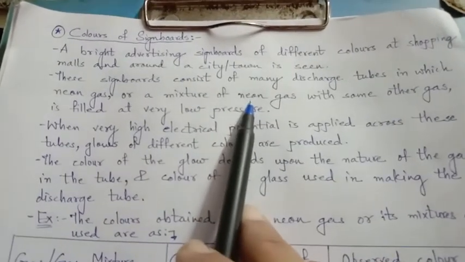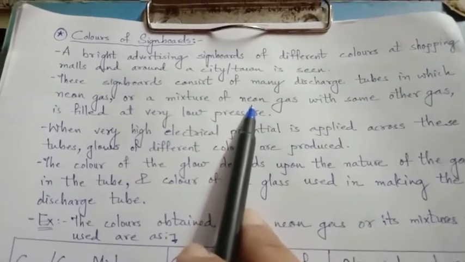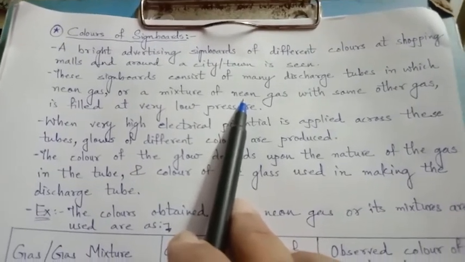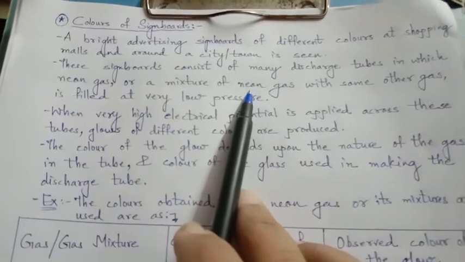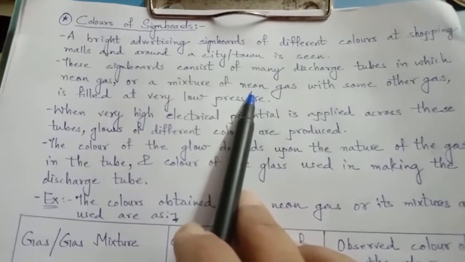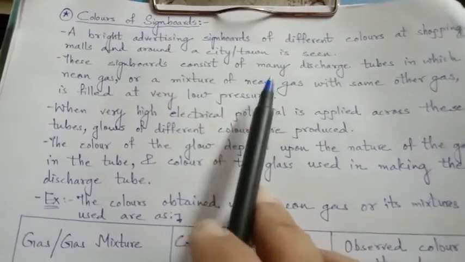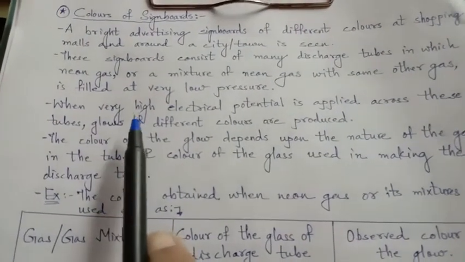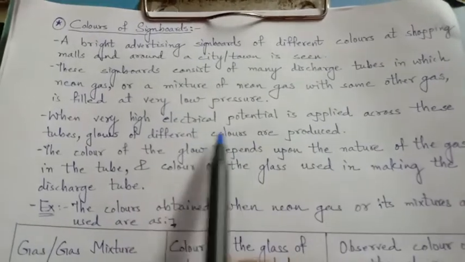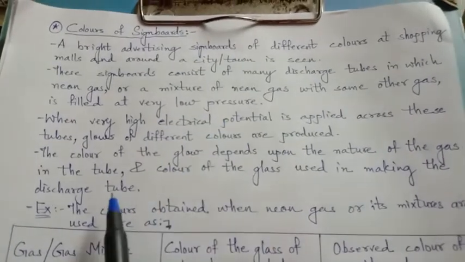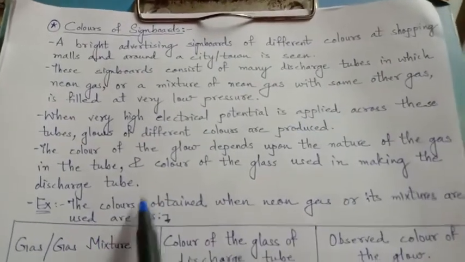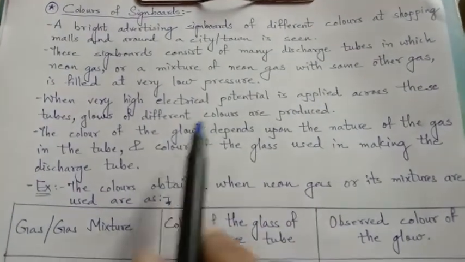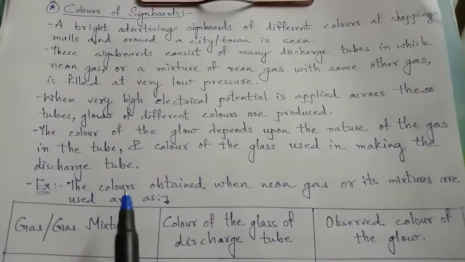Neon is a noble gas where the first orbit has 2 electrons and the second orbit has 8 electrons. Both orbits are completely filled and neon has a total of 10 electrons. So when neon gas or a mixture of neon and some other gas, helium or halogen gas, is filled at low pressure, then the sign is produced.